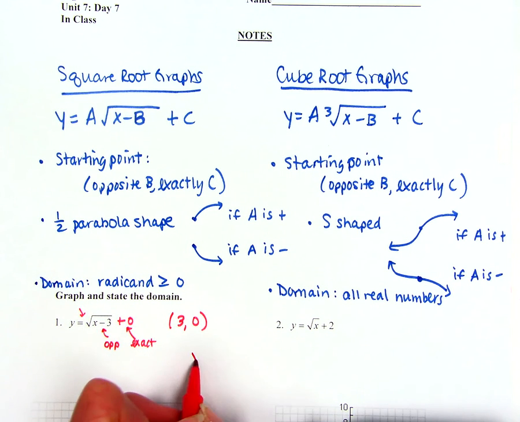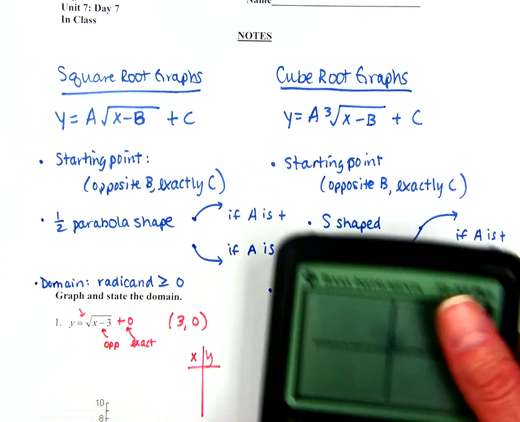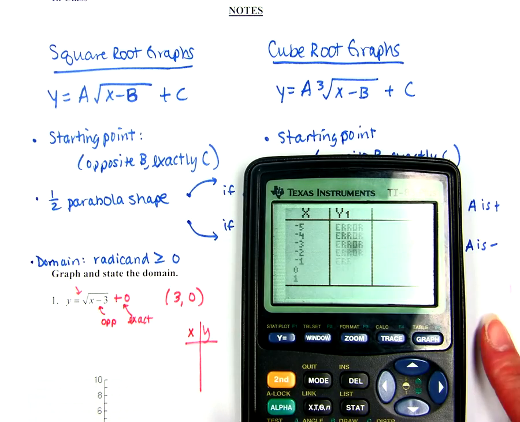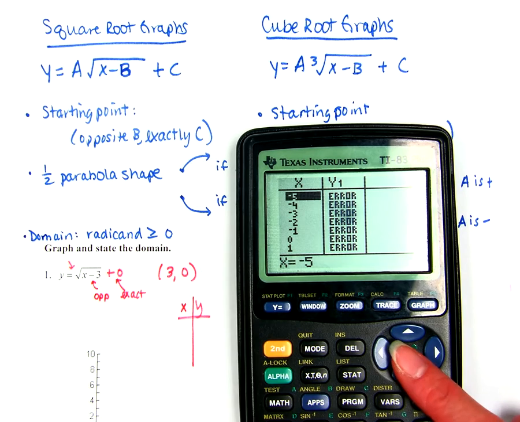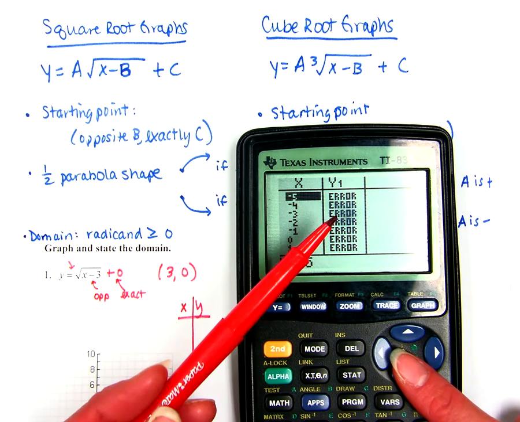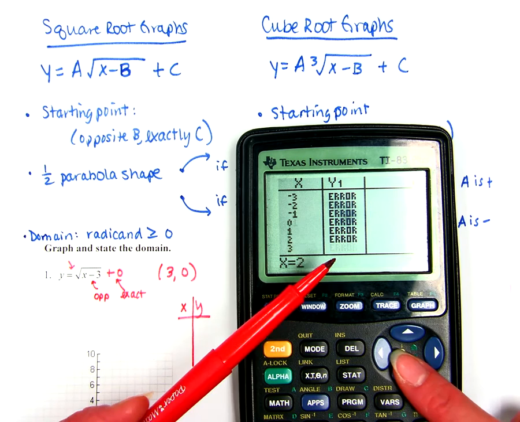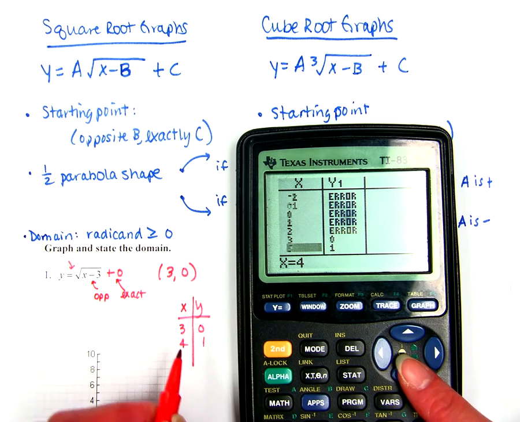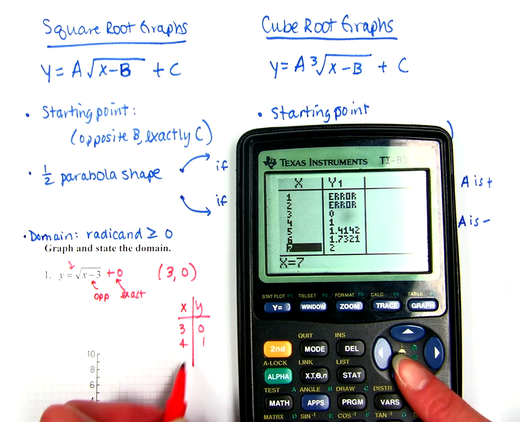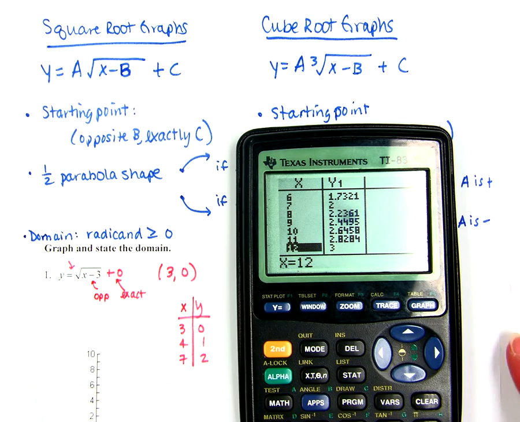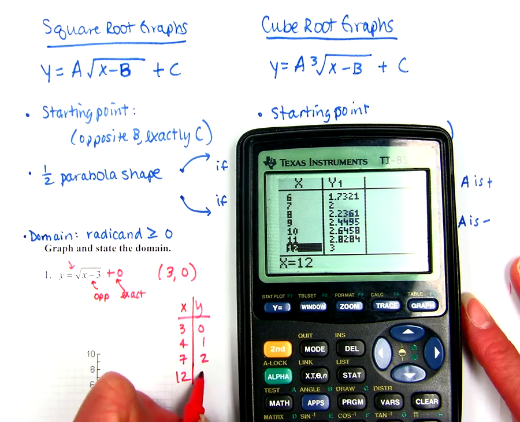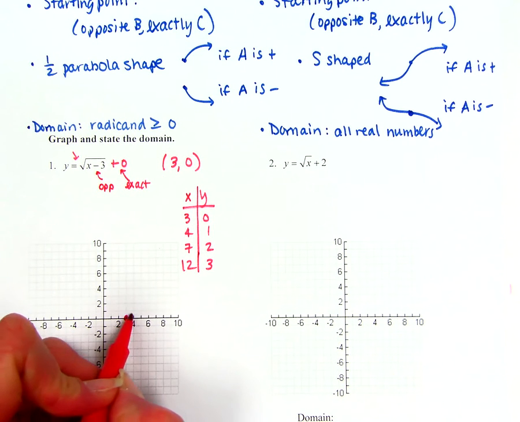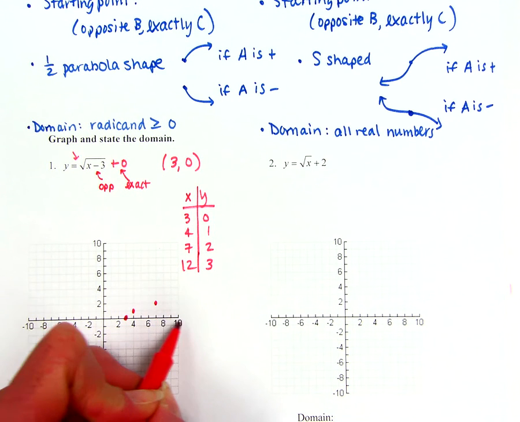The other thing we're going to do is make a table of values. Hit second trace, and try to write down as many of the integer locations as you can. Notice that a bunch of these say error, and the first one that starts is that starting point, 3, 0. We've got 4, 1, and we're going to skip over that one. We're just going to write down 7, 2, and that's all that's going to fit. We can write down 12, 3, but that doesn't quite fit on our graph. So you plot your points, 3, 0, 4, 1, 7, 2, and we can do 12, 3.